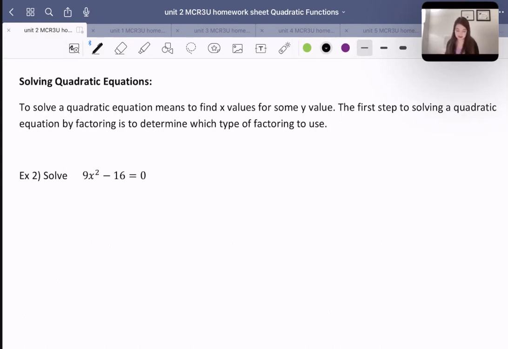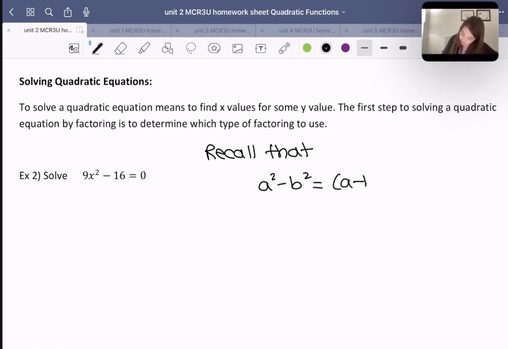So for this example here, I can tell it's a difference of squares, right? 9x squared is a perfect square, as is 16. So recall the rule: if we have a difference of squares, so a squared minus b squared, this is equal to (a minus b)(a plus b), right? This is a general rule. Whenever we have two squares and a negative sign in between them, that's a difference of squares by definition, and we can use this method to factor, and it will work every time.